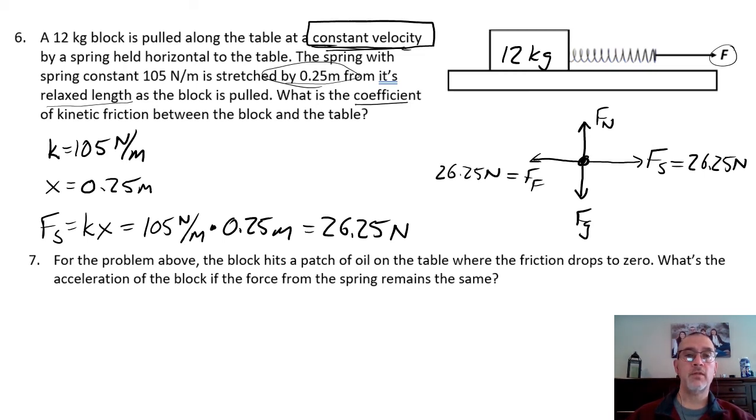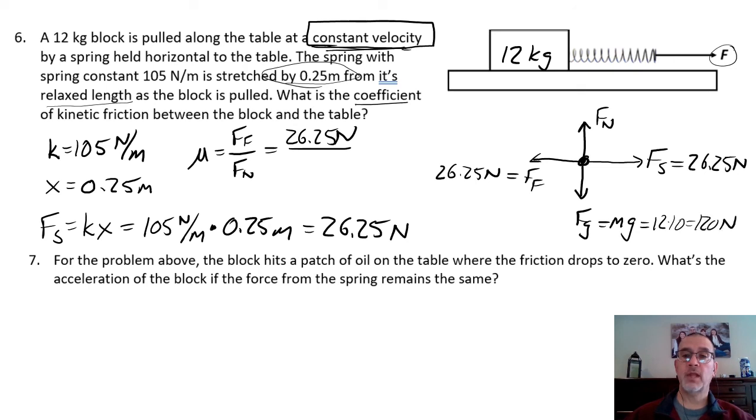Now, if we're looking for the coefficient of kinetic friction, we know that the coefficient of friction is going to be the force of friction divided by the normal force. And we know the force of friction in this case is 26.25 newtons. So now we just need the normal force. And if it's 12 kilograms, we know that the force of gravity, m times g, is going to be 12 times 10, giving me 120 newtons. And so in this case, since we're at equilibrium, the normal force and the gravitational force have to be equal, so the normal force is also going to be 120 newtons. So I can write for the normal force 120 newtons.